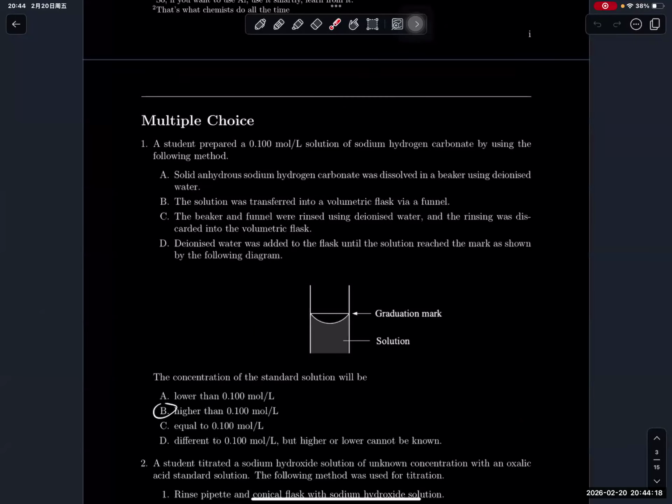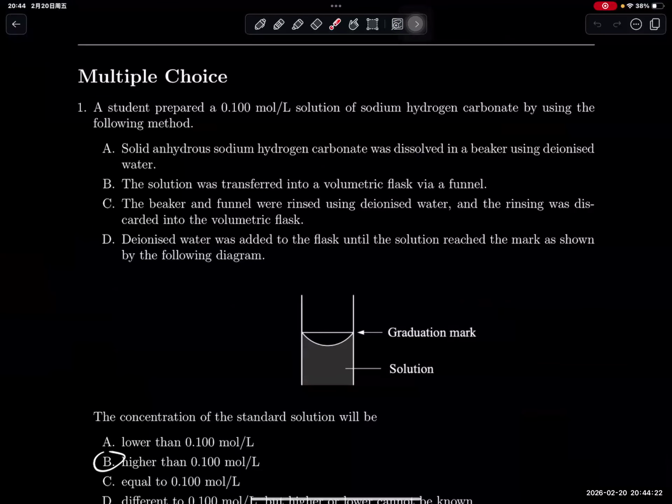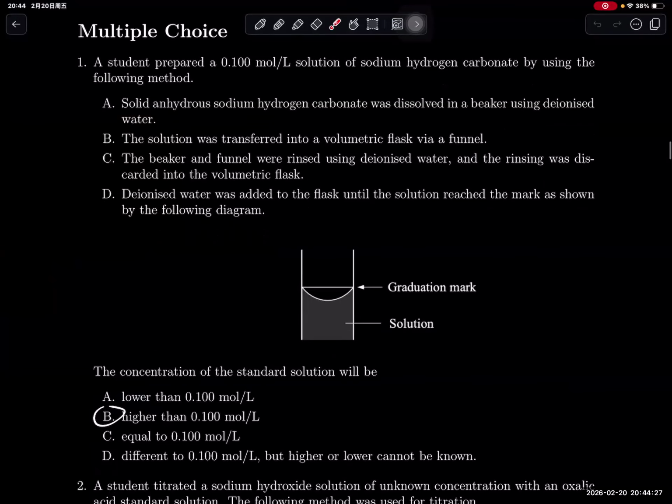For multiple choice, question 1, a student prepares 0.1 mol per liter solution of sodium hydrogen carbonate using the following methods. Dried sodium hydrogen carbonate was dissolved in a beaker with deionized water. The solution was transferred into a volumetric flask with a funnel. The beaker and the funnel were rinsed using deionized water, and the rinsing was discarded into the volumetric flask. The deionized water was added to the flask until the solution reached the mark as shown.